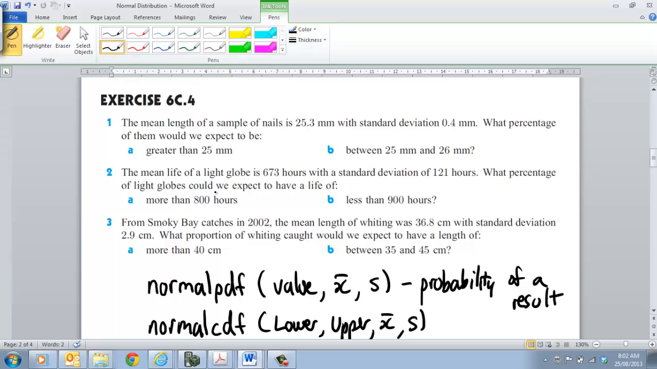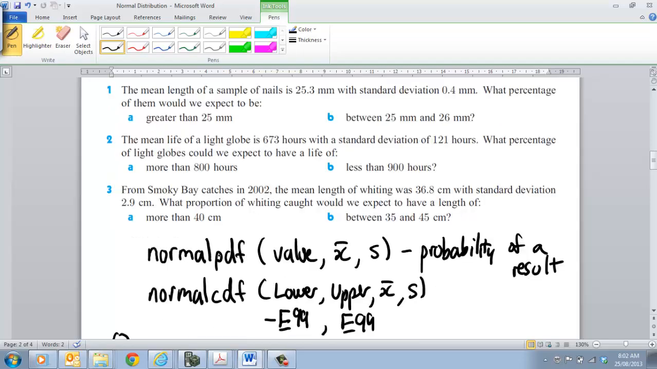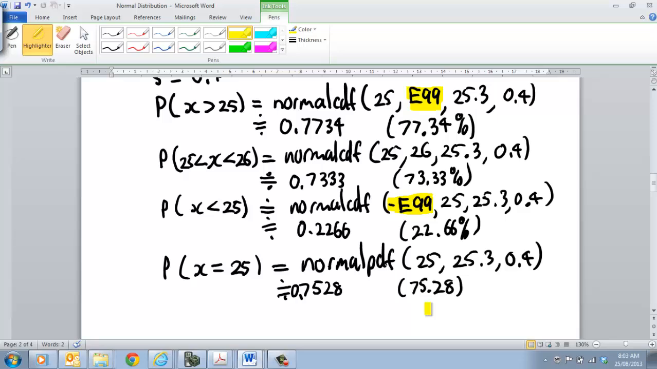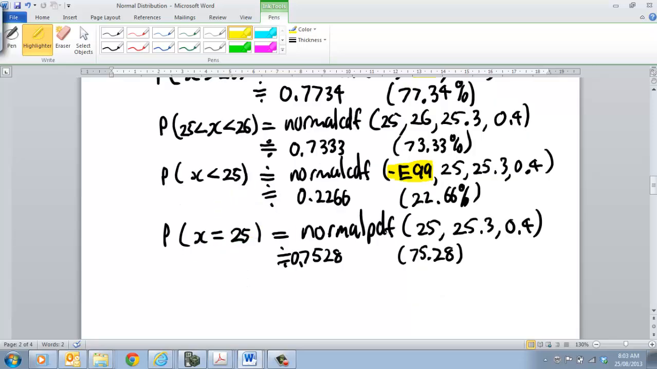All right, so what we went through the other day is we looked at some examples where you will use the normal PDF and the normal CDF. Right, so we've got the lower value, our mean value. Now this is actually the sample mean symbol, and that's our sample standard deviation. All right, and then we do the normal CDF where we actually have a lower value and an upper value. All right, so we went through these examples of greater than 25, between 25 and 26, less than 25. So the key thing there was, if we don't have an upper value, we make it e to the 99. If we don't have a lower value, we make it minus e to the 99. All right, and if we want to look at exactly getting that particular value, then we use our PDF. All right, so they're all the examples, most of the variations that you'll get for the normal CDF.